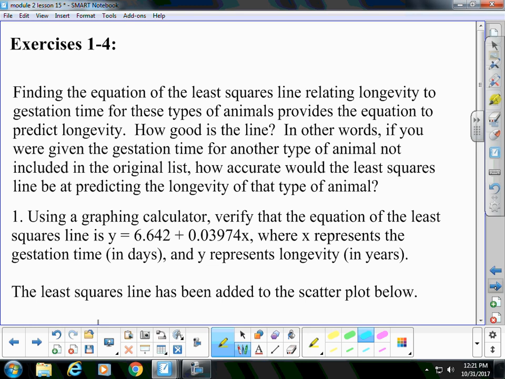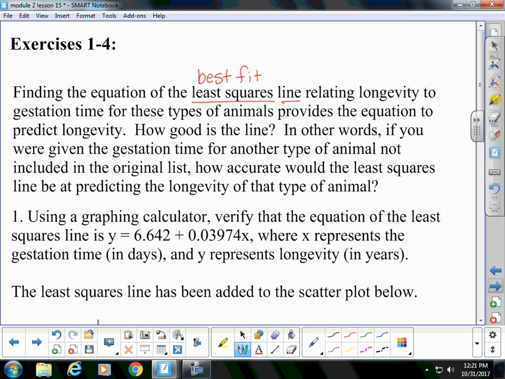Okay, finding the equation of the least squares model, or least squares line. And remember, least squares line is the same idea as saying the best fit line. Relating longevity to gestation time for these types of animals provides the equation to predict longevity. How good is this line? In other words, if you were given the gestation time for another type of animal not included in the original list, how accurate would the least squares line be for predicting the longevity of this type of animal?